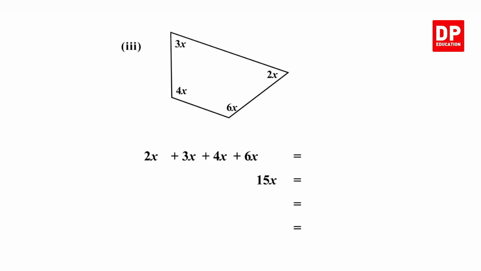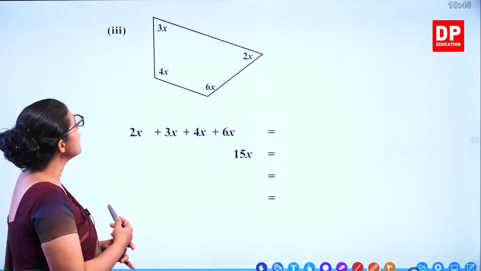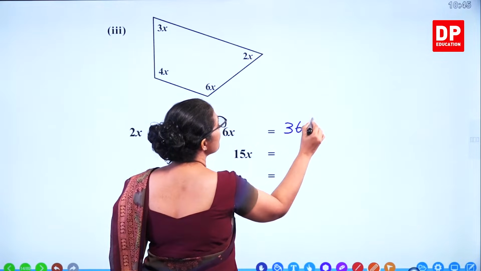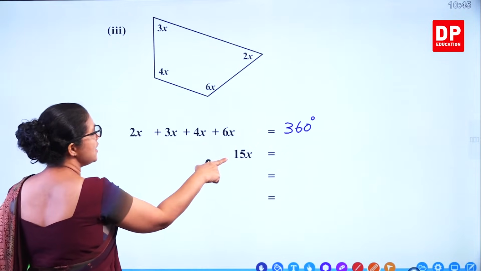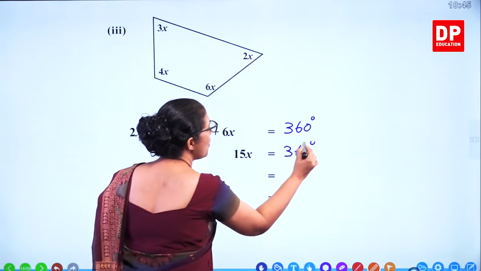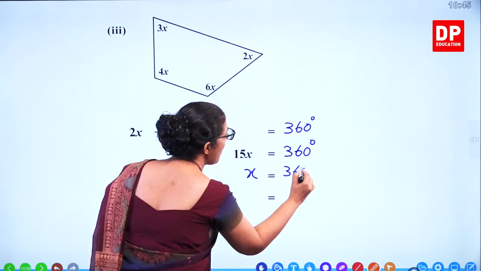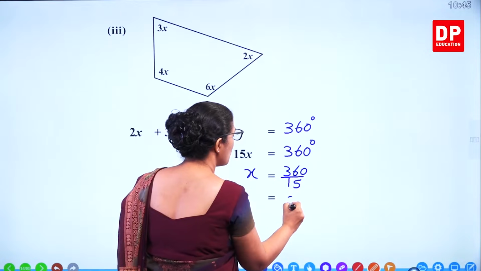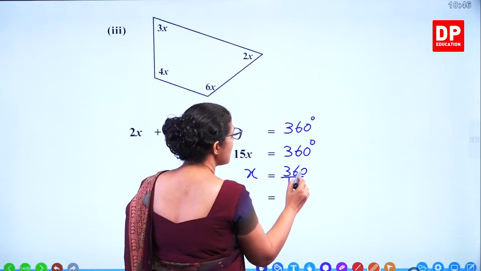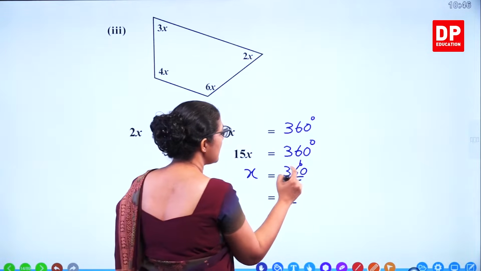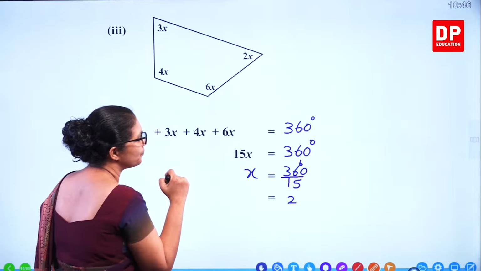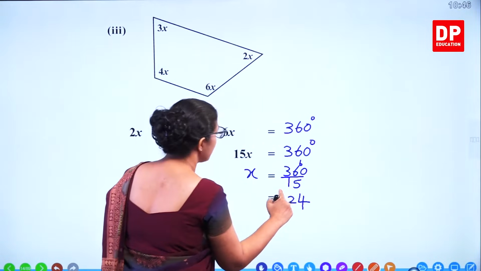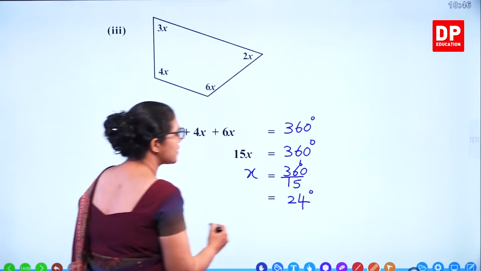Look at this one. This is a quadrilateral. So what's the sum of interior angles of a quadrilateral? 360. So when you add all these, you get 15 X, which is 360. So what is X? 360 divided by 15. 15 times 2 is 30, so 6 is there for 60, 15 times 4. So 24 is X. So that's 24 degrees.